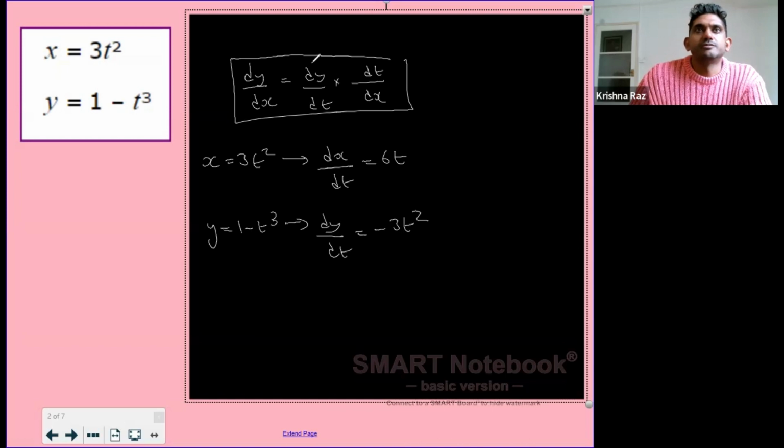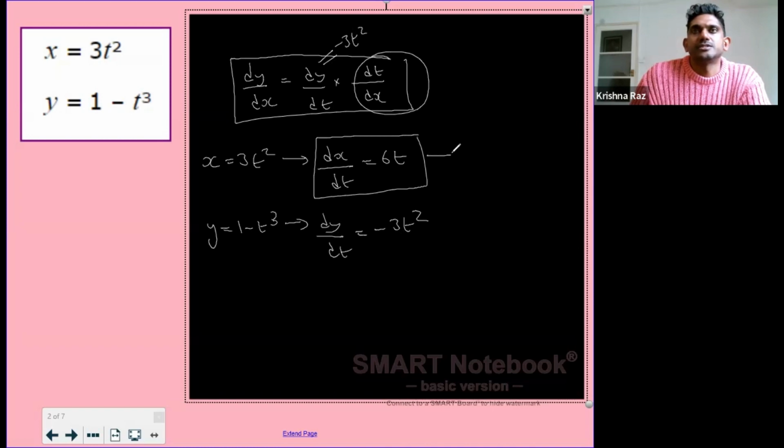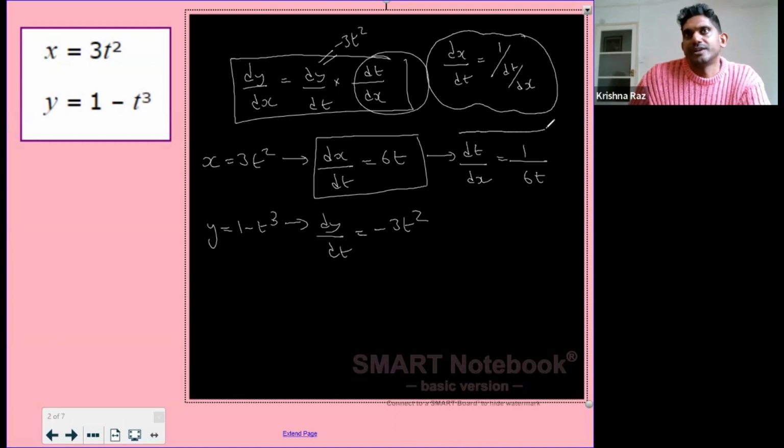So if we use the chain rule here, we know dy by dt is minus 3t squared, but we have dx by dt where we need dt by dx. You just have to realize that there's a reciprocal relationship. So that means dx by dt is equal to 1 over dt by dx. So it's a reciprocal relationship. So we just find the reciprocal of 6t.